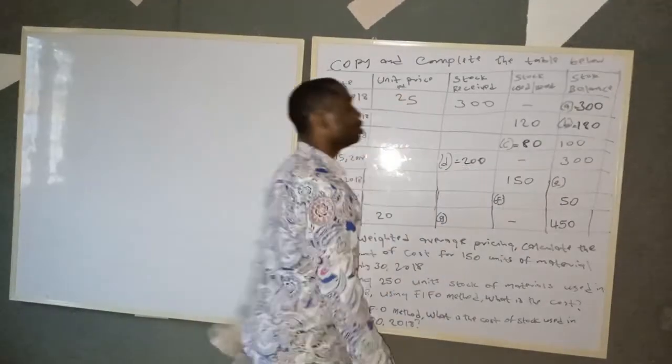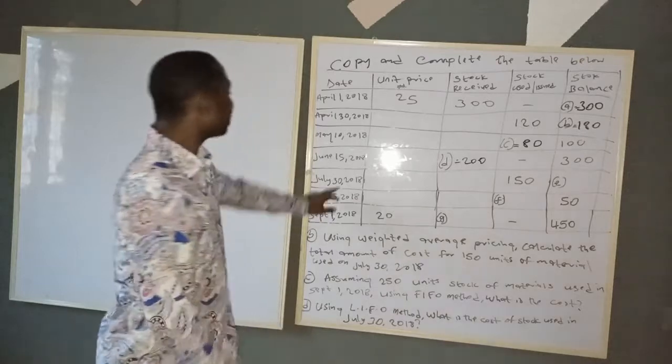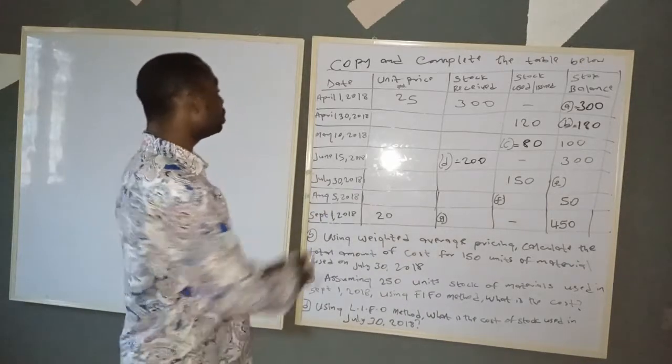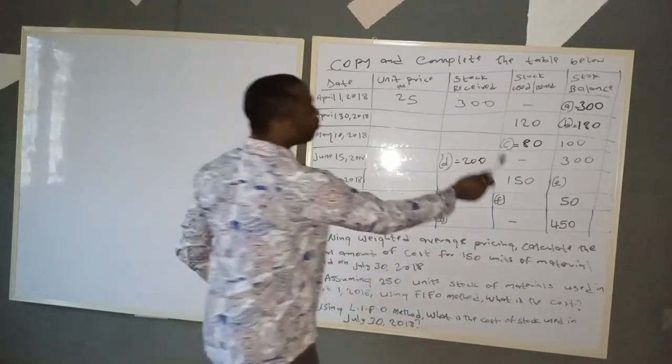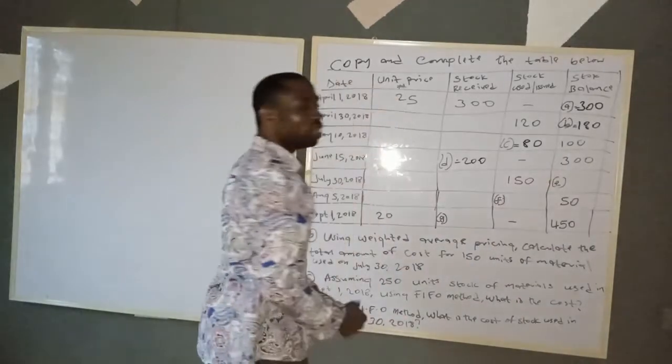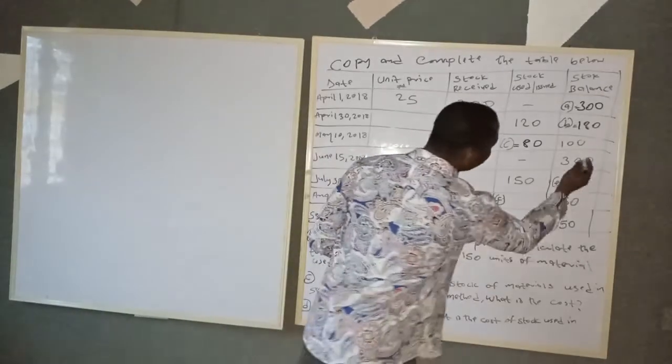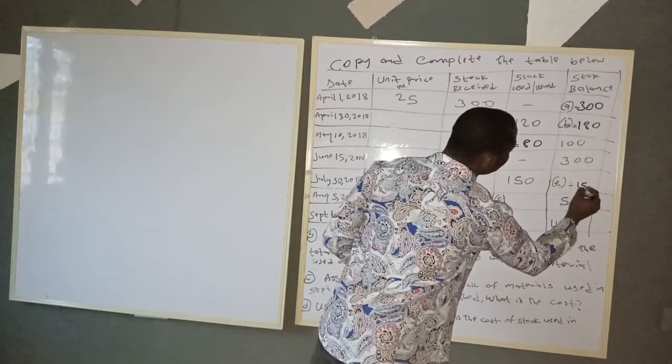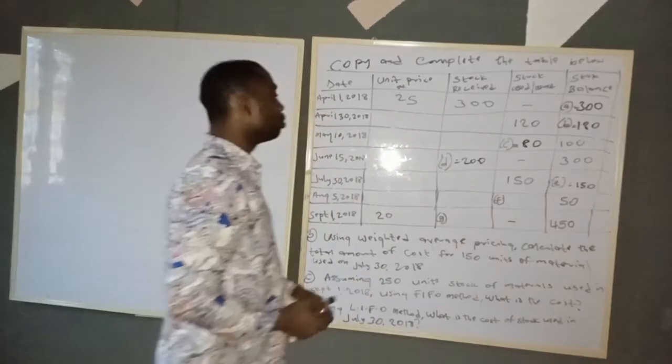Then on July 30, 2018, they did not receive again, and they used 150 from the stock. So what will now be our new stock? Very simple, 300 minus 150. So our new stock is 150.